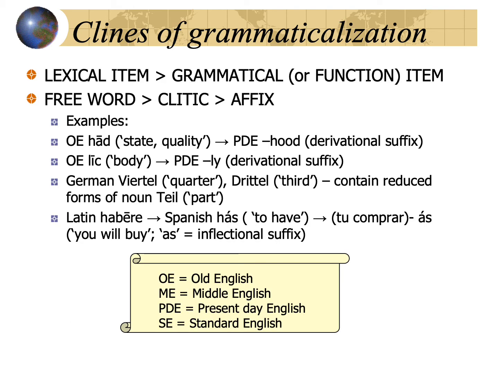So here's just an example of the way that grammaticalization happens. Notice in Old English we had a noun, heid. It meant state or quality as the noun, but by present day English it had changed from being a lexical item of a noun to just a derivational suffix, hood. So whenever we apply hood to something, neighborhood, then that affix originally came from a noun form.